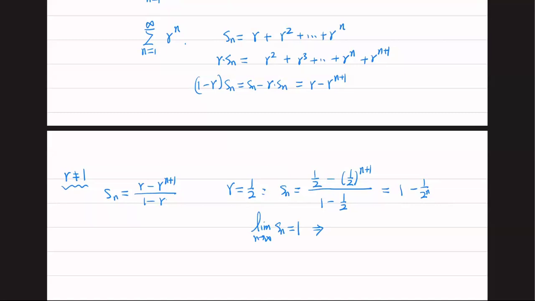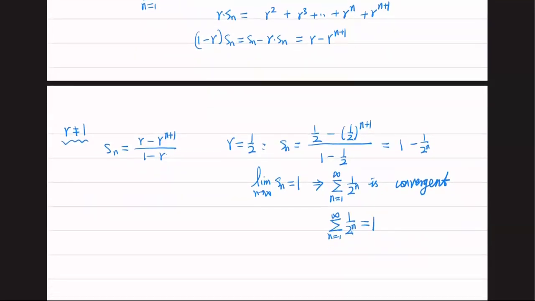In this case, we see the series is convergent. And it converges to 1. Okay. So even though we have this equality, we say it converges to 1, not that it equals 1. In some sense, it's the same, but we just make the distinction. It converges to 1.